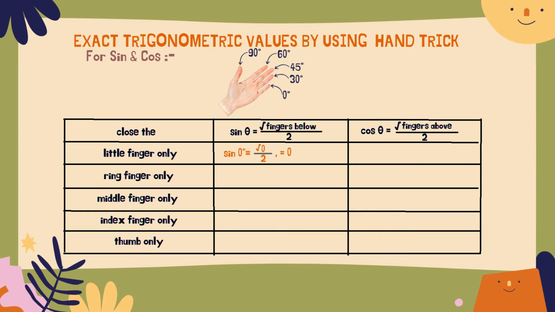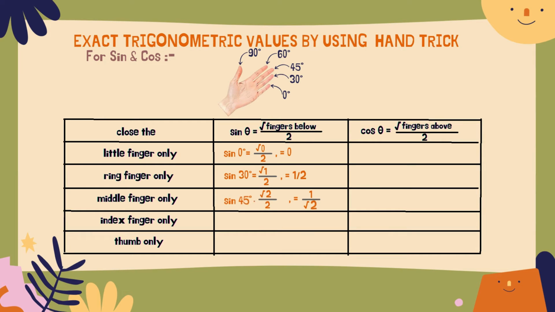Sine 0 equals square root of 0 over 2, which is equal to 0. Sine 30 equals square root of 1 over 2, which is 1 over 2. Sine 45 equals square root of 2 over 2, which is 1 over square root of 2. Sine 60 equals square root of 3 over 2. Sine 90 equals square root of 4 over 2, which is 1.